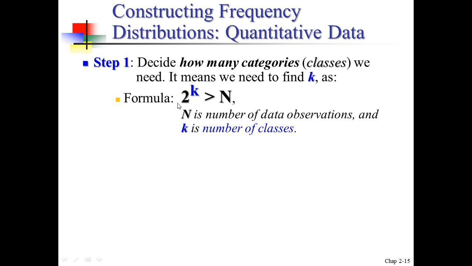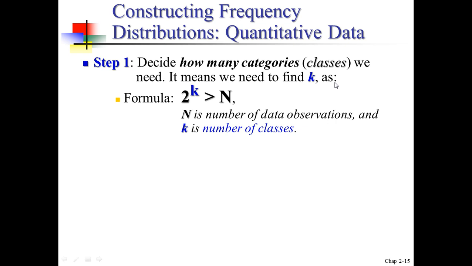The formula states that 2 to the power K is greater than n. K I mentioned already, but what is n? n is the total number of data observations or data items in our data set. For example, suppose that your class has 50 students.